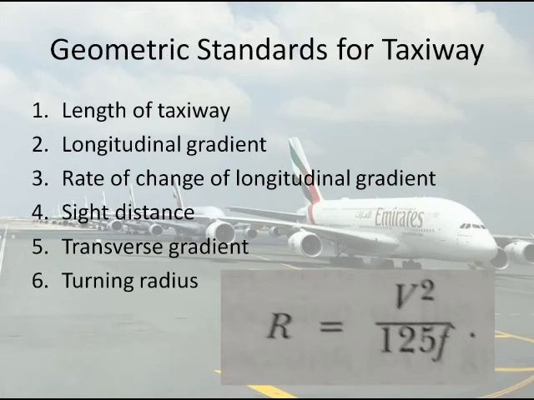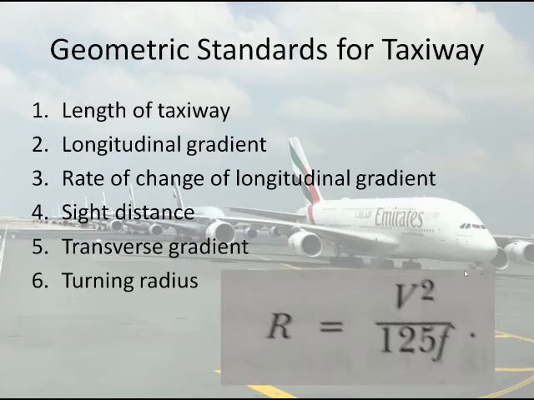Next, we will move on to our next point, that is the turning radius. A horizontal curve is to be provided whenever there is a change in the direction of the taxiway. It is necessary to design the curve in such a way that the aircraft can negotiate it without significantly reducing the speed. For this purpose, a circular curve of larger radius is more suitable, and its radius can be obtained from the following formula: R is equal to V square divided by 125F. You can see the formula on the screen here.